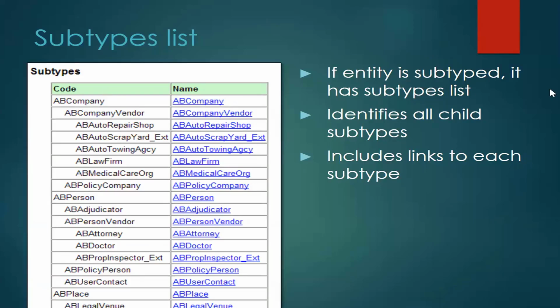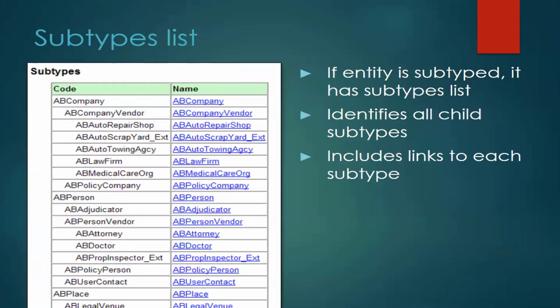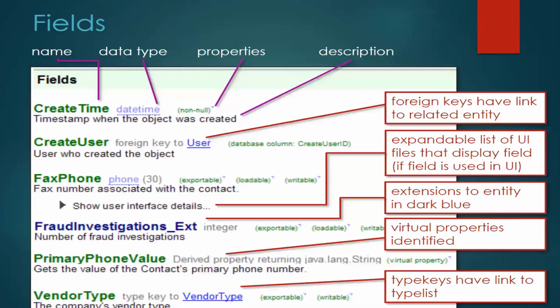So you can see on the screen we have the AB contact entity. If you click on the AB contact entity, it will give you all the details related to it. What are the subtypes of the AB contact entity? These are the many subtypes of the AB contact entity. What are the subtypes of AB person? These are all documented in the data dictionary. What are the fields present? What are the types of fields? Okay, what are the relationships of the entity?